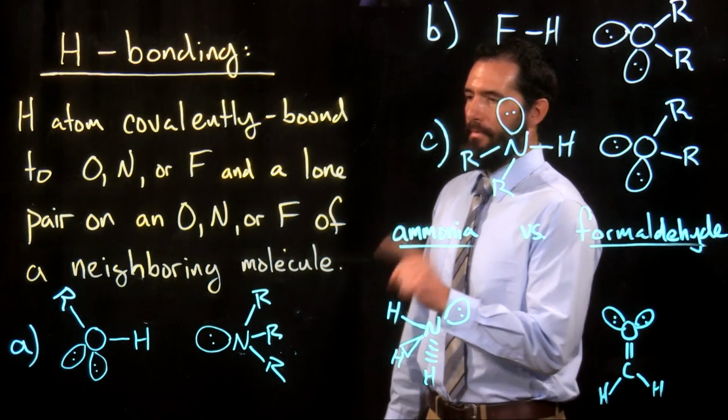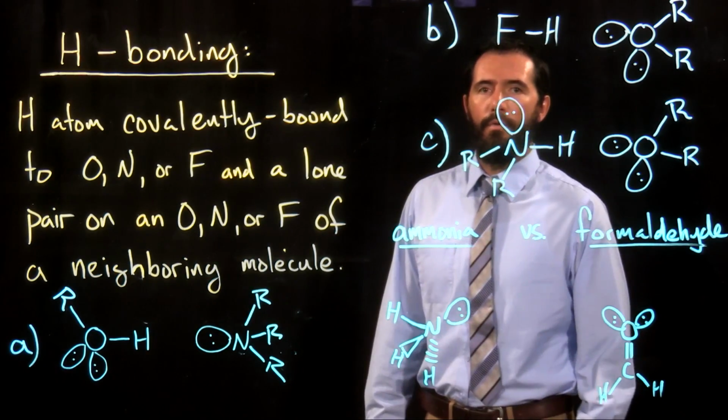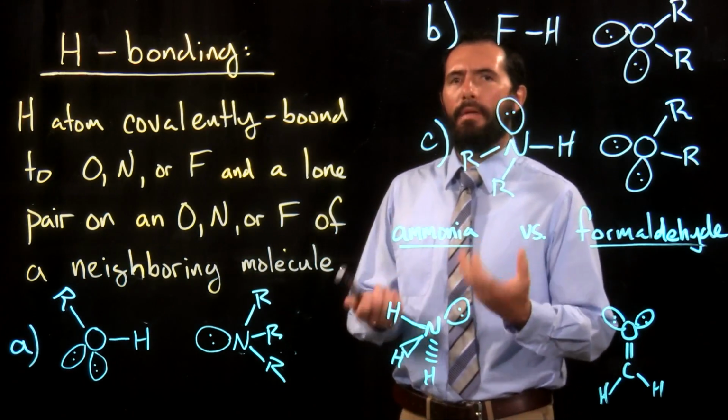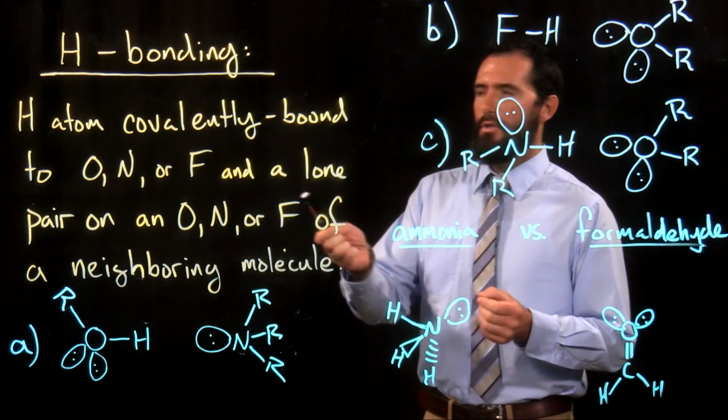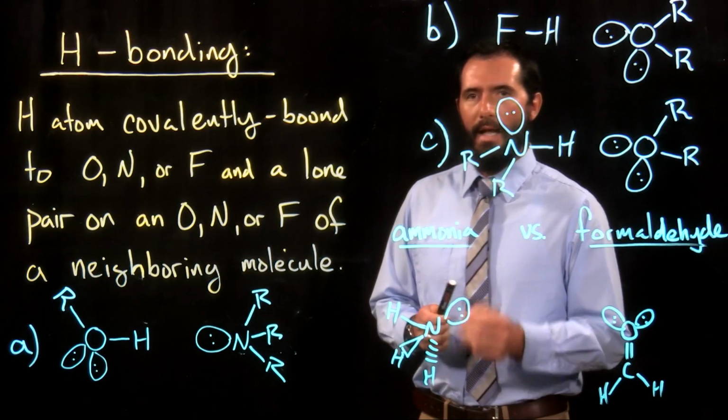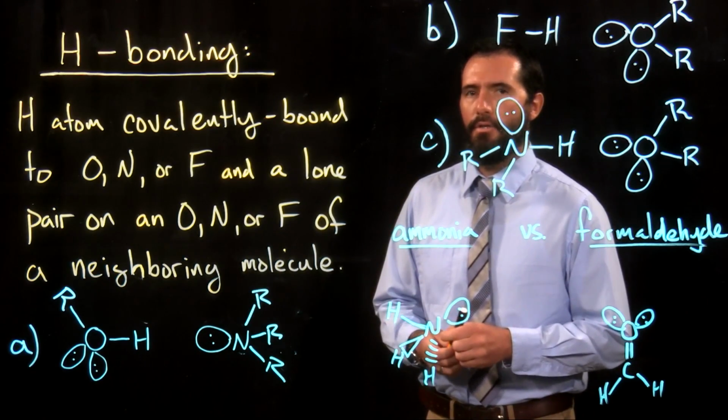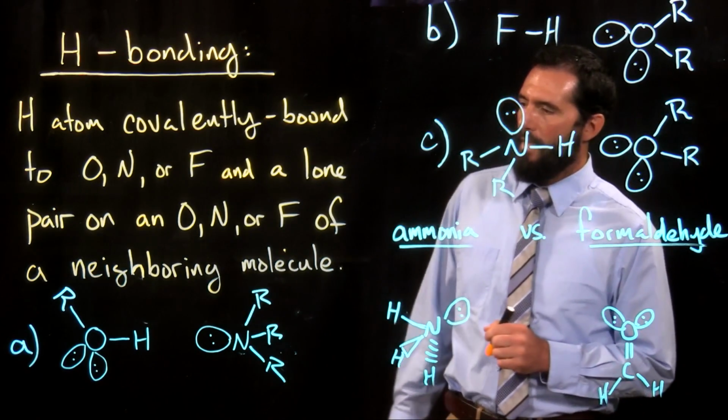I have examples A, B, and C that we'll go through here. These are several of the permutations that you could encounter looking at the hydrogen on an oxygen, nitrogen, and fluorine, and a lone pair on an oxygen, nitrogen, or fluorine. Let's look at example A first.